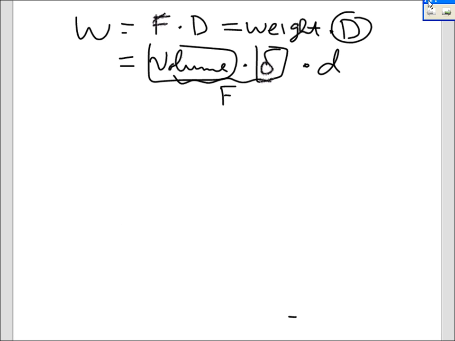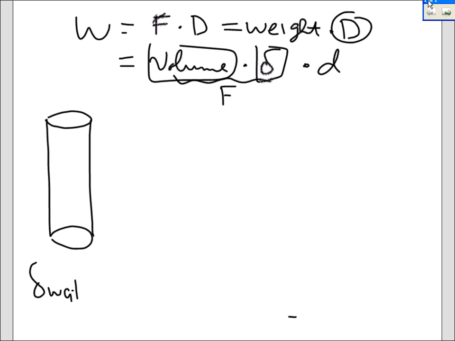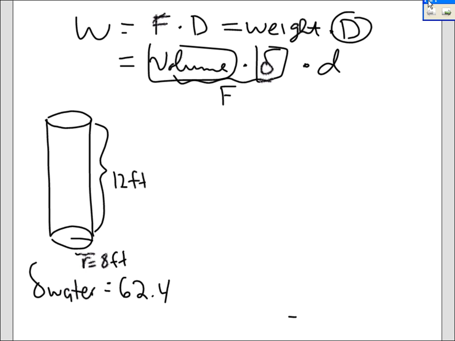Suppose you have a cylindrical tank, and it's filled with water. The density of water is known to be 62.4. Now, you are told that this tank is 12 feet tall. The radius is 8 feet. The whole tank, all 12 feet, is filled with water, and you want to pump out the water.